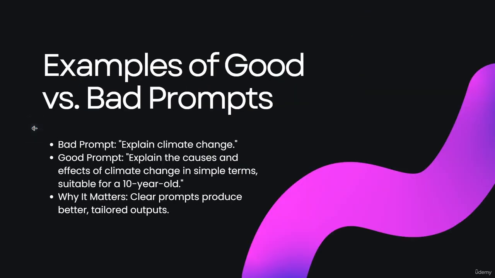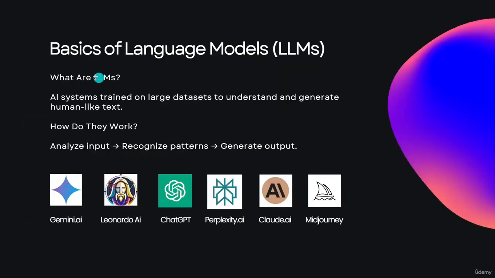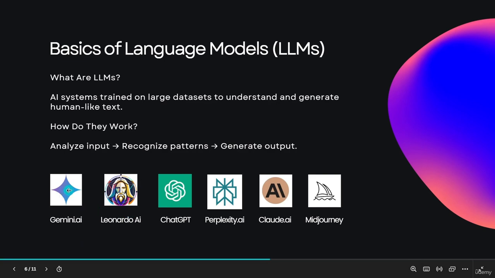So let me start from scratch. First, some basics of language models. If you already know, you know what LLMs are. LLM means large language models. You will see the examples I have shown here: Gemini.ai, which is developed by Google. Leonardo AI is an image generation tool, and it is also considered an LLM. And ChatGPT by OpenAI, Perplexity.ai, Claude AI, and Midjourney. These are some large language models.